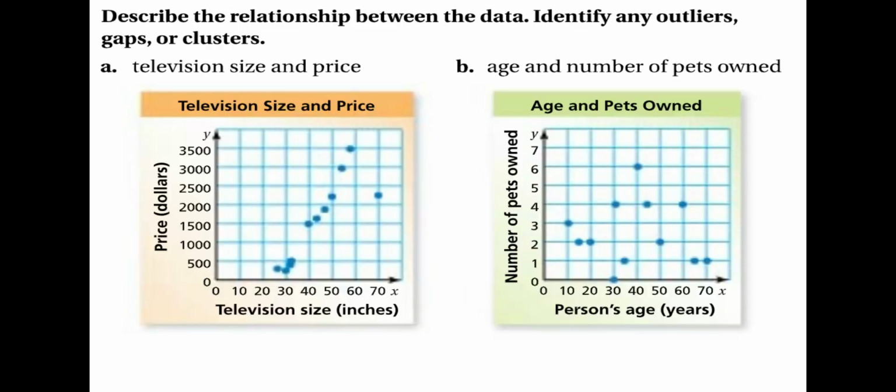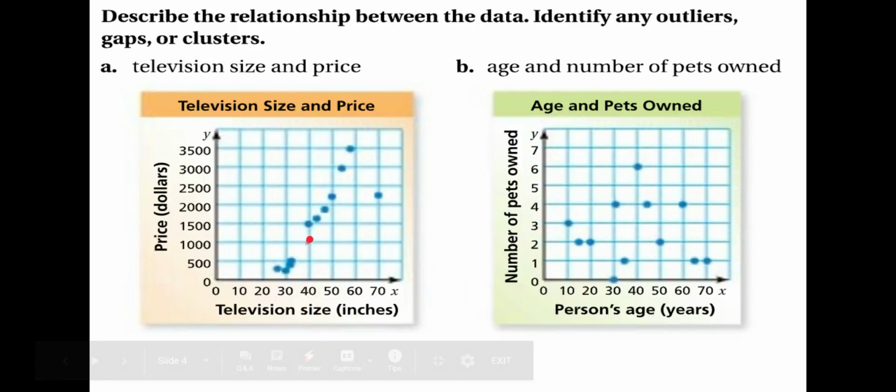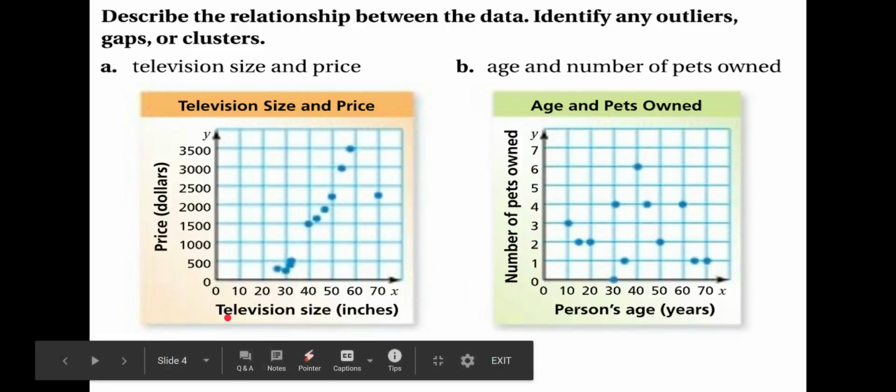Television size and price. If you can see right here, the dots show a trend, a positive linear trend, a positive linear relationship. The price will increase every time the television size increases. That's what a positive relationship is.